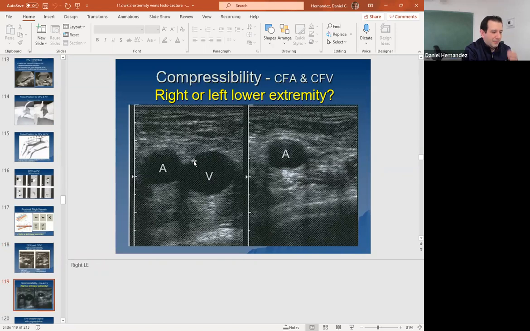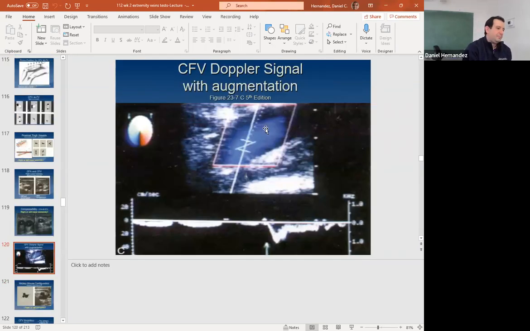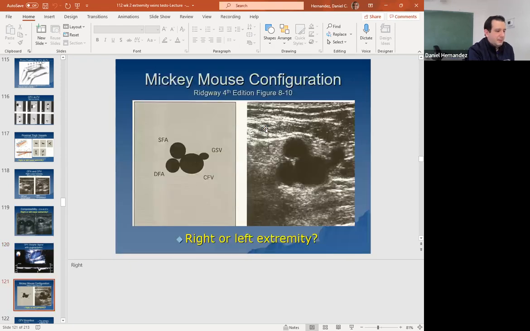So again, we're at the common femoral level, arteries are going to be lateral, veins are going to be medial. So in transverse, this is going to be the right leg. GSV would be branching off that way if it were in this image. So this just shows normal augmentation response. And it's going to be one of our Mickey Mouse signs with our greater saphenous or saphenofemoral junction. So again, this is going to be right leg now. Arteries are going to be lateral, veins medial. So just think of where your notch is on your transducer.